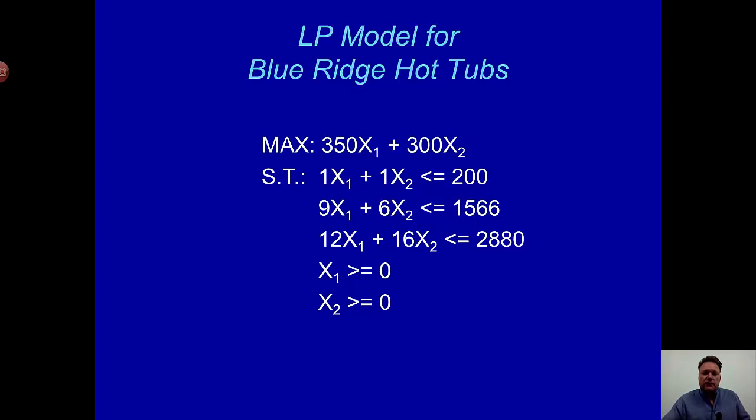In terms of the constraints, the first one is the pumps constraint, the second one is the hours constraint, the third one is the tubing constraint, and then we have our lower bounds. So this is it. It's formulated mathematically just the way we want it.